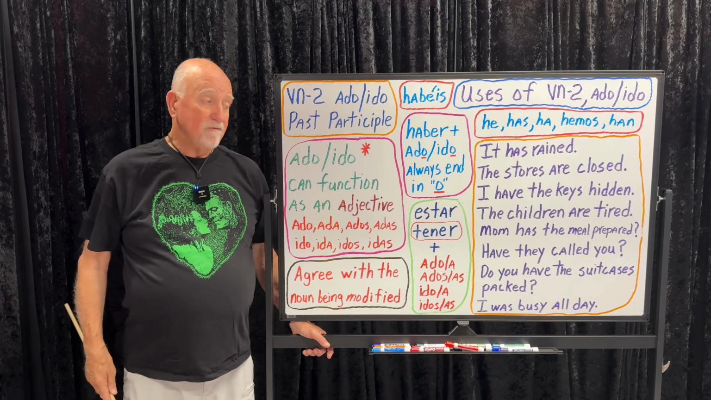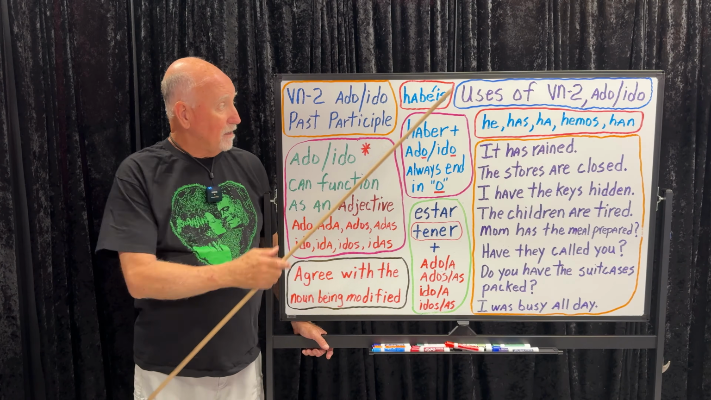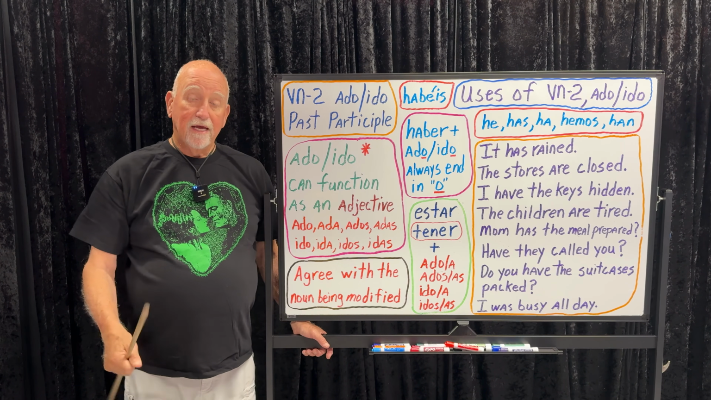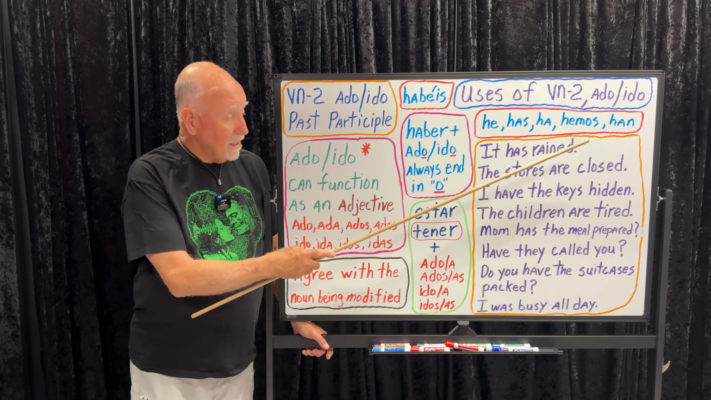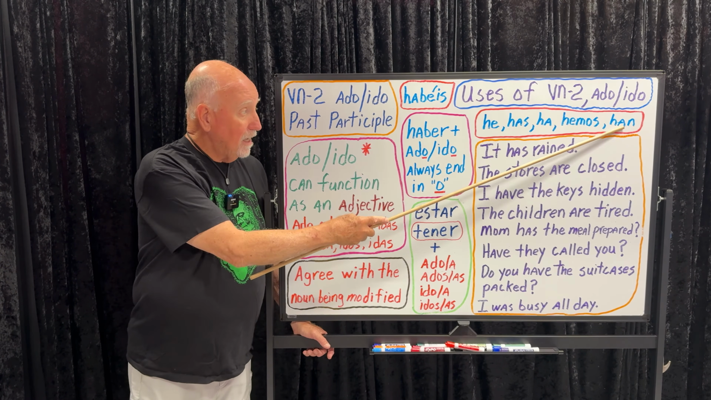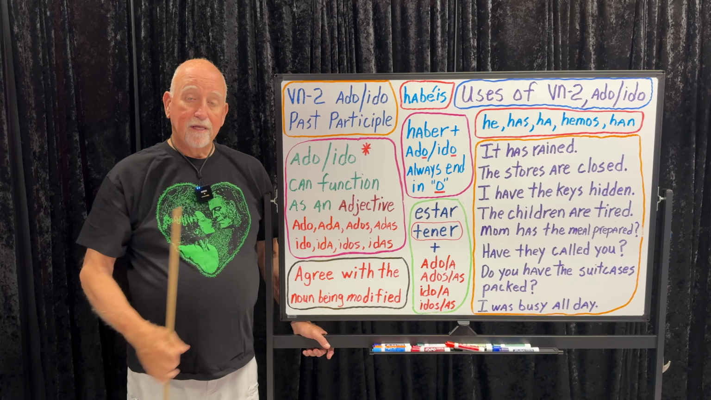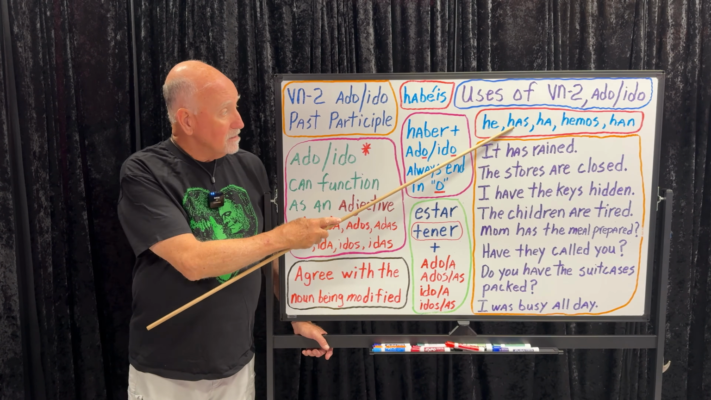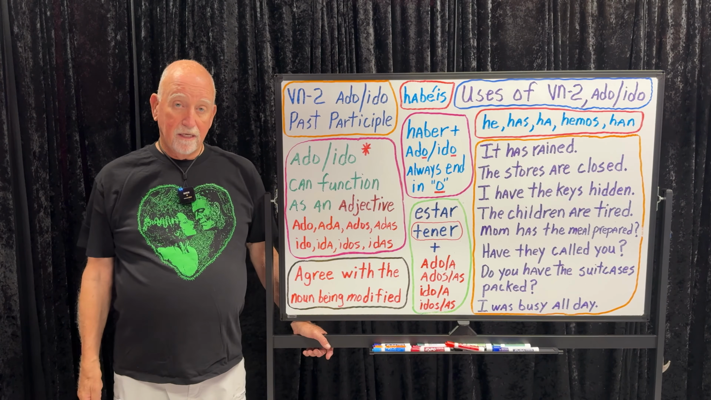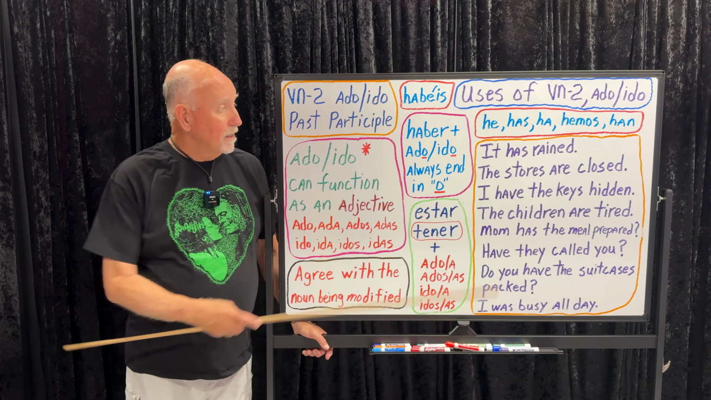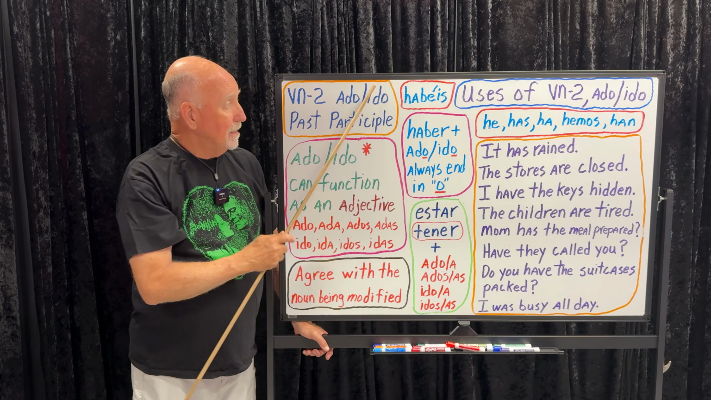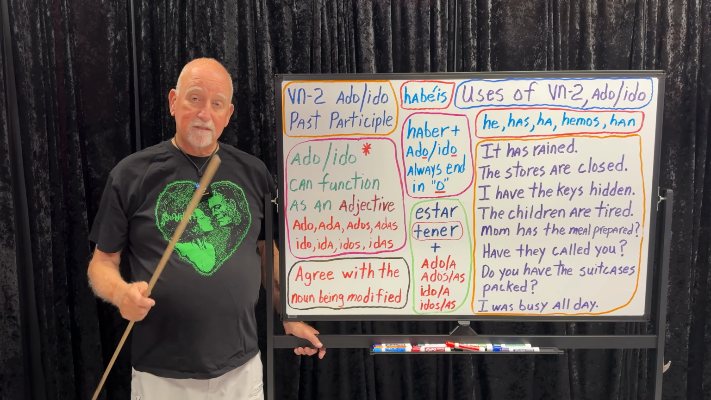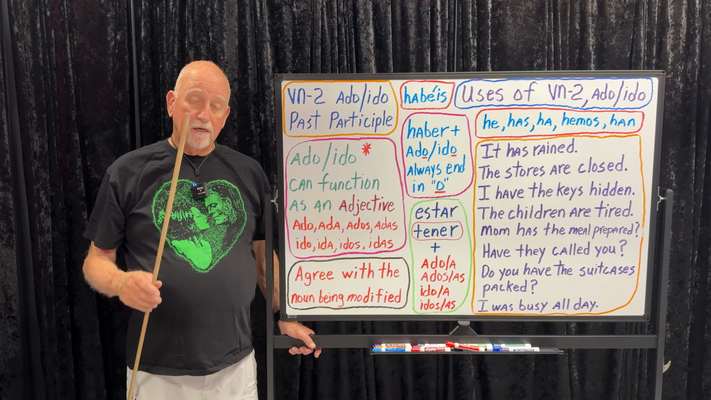So to say we have eaten, it would be hemos. We take comer, take the ER off, and add ido. Hemos comido. Good. Have they gotten married? We're going to take se, because it's reflexive. Se han casado. Have you washed the car? Has lavado el coche. Have they read the book? Han leído el libro.